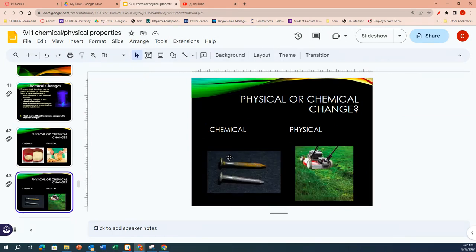Okay, chemical or physical. Chemical change here, we're rusting. Oxygen in the air causes rust in the nail, and this new substance is not only a color change, it actually forms rust, which is called iron oxide, and it's a different chemical formula, and it actually deteriorates the nail. You can't change iron oxide back to iron. Physical change, cutting the grass. The grass is still there, still grass.